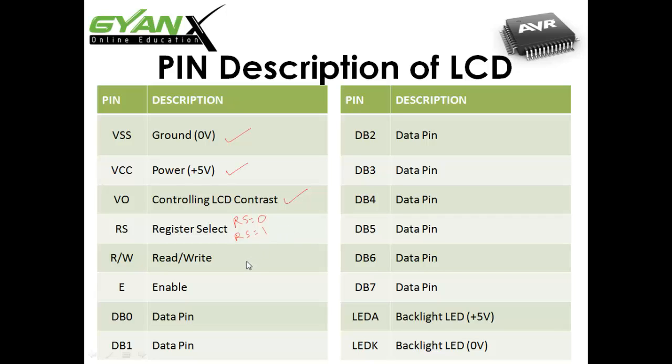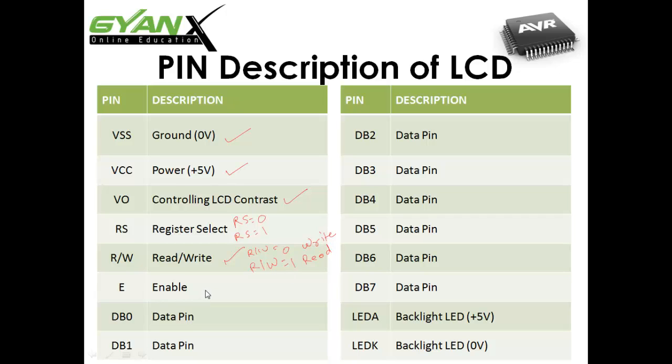Now the next is the read and write pin. When RW is equal to 0, it performs a write operation, and when RW is equal to 1, it performs a read operation.